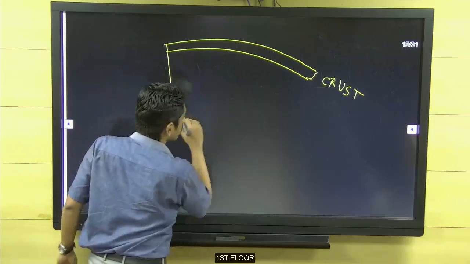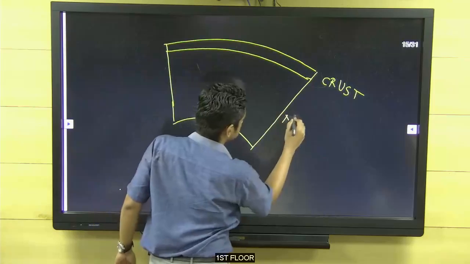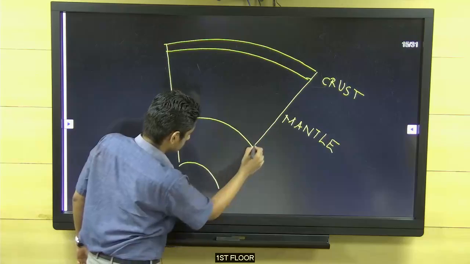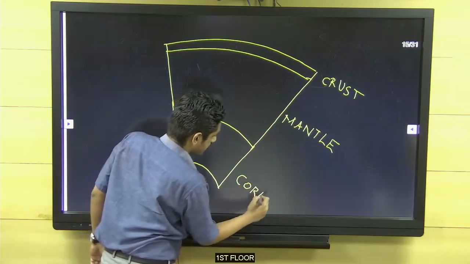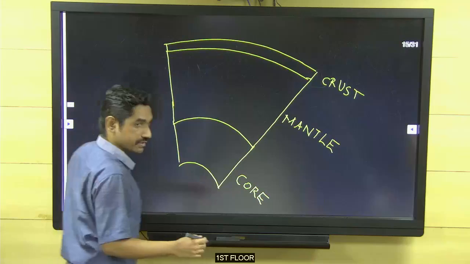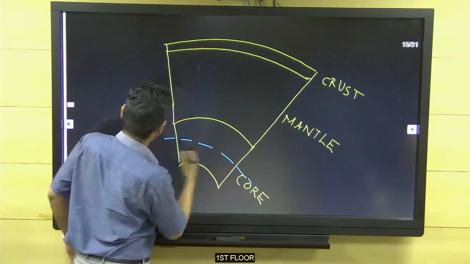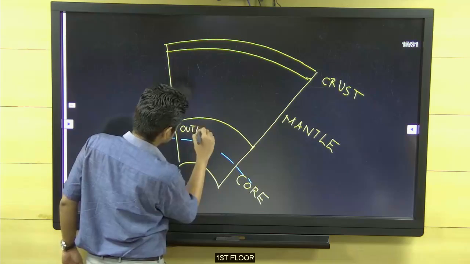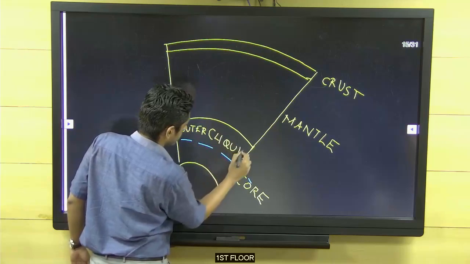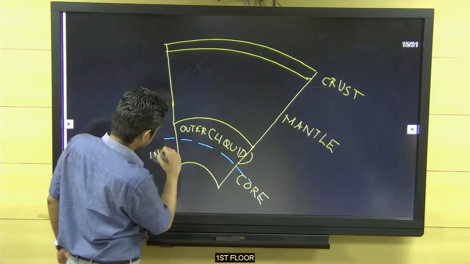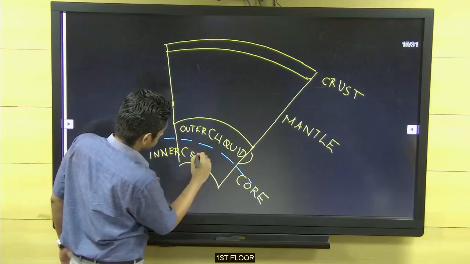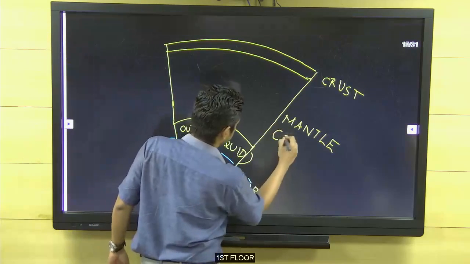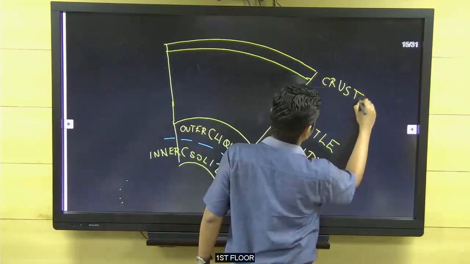Second layer is called the mantle, M-A-N-T-L-E. Third layer is called the core. It's the core which has different divisions. The outer core is liquid. Let me write it here. Outer core is liquid medium, and the inner core is solid medium. Like this is what we were trying to explain. Inner core is solid, right? Mantle is again solid medium, crust is solid medium. Here there is no doubt. This is solid.